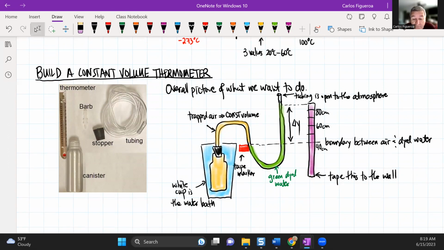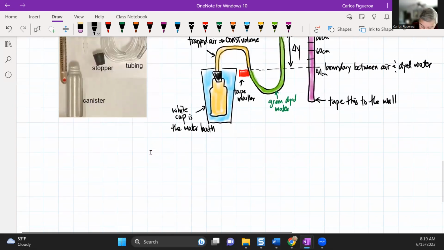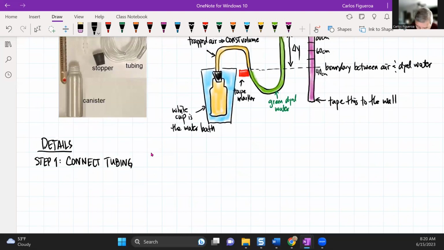So here we go. Now I'm going to go through the details step by step to make sure that you start to do this. So here I go. Now I'm going to do the first step. So the details. So here's step one. We're going to connect tubing and stopper together.